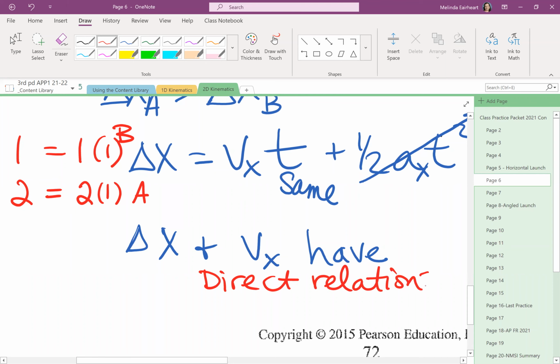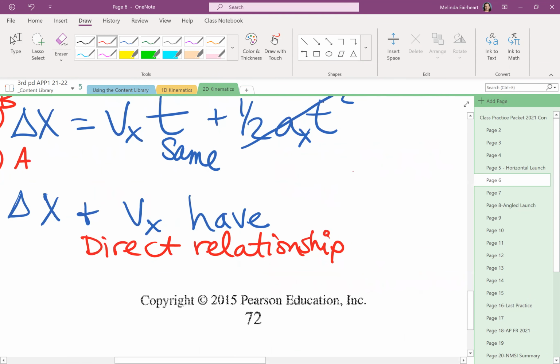AP loves it. I can't say you get more points, but you increase your chances of getting more points when you use an equation and talk about the relationships, okay? And so range and horizontal velocity, direct relationship. So because VA is greater than VB, then your range for A is greater than the range for B. Good deal?